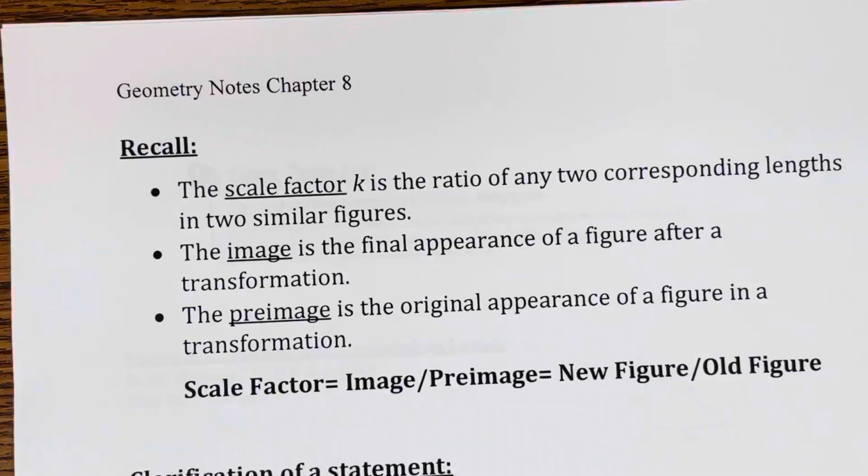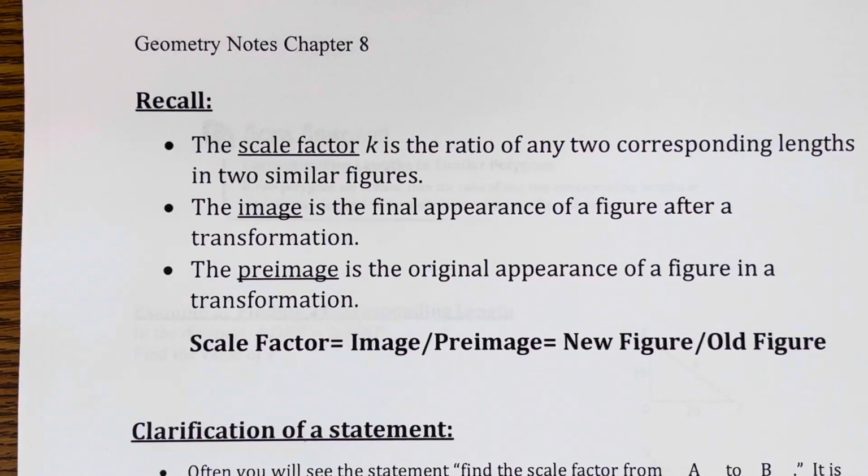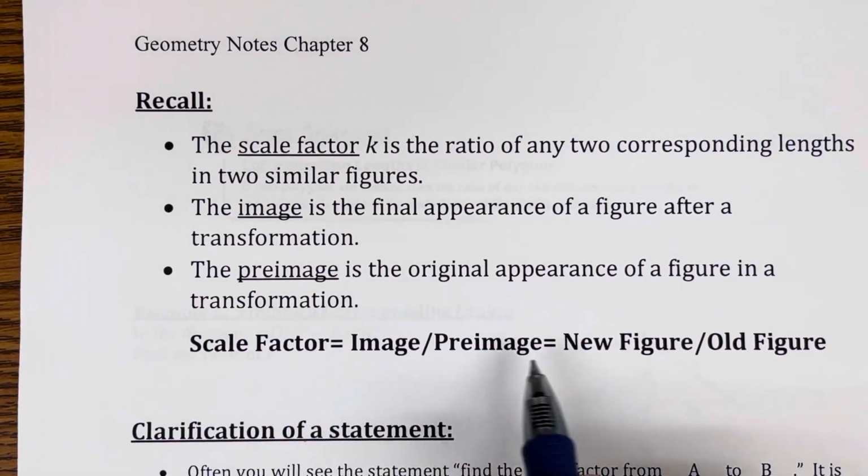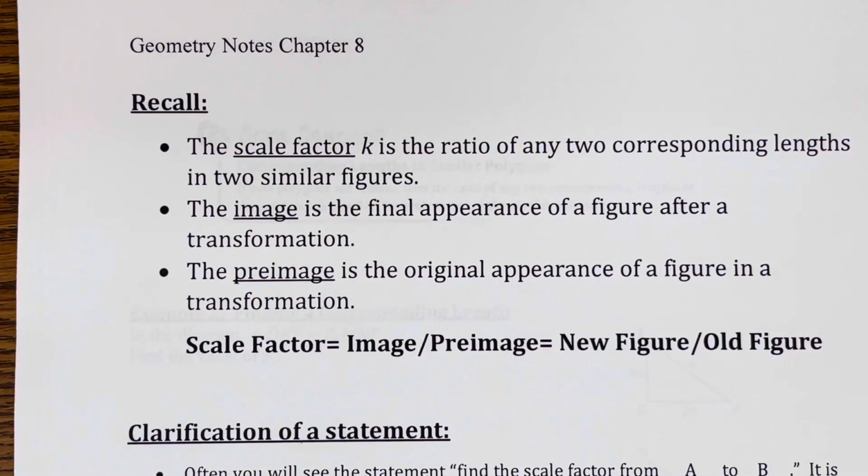Quick little reminder on the scale factor. The scale factor K, this was when we were doing our transformations, is the ratio of any two corresponding side lengths in similar figures. All right, the image is the final appearance of a figure, so that's what we end with. The pre-image is what we start with. When I set up the scale factor, it needs to be image over pre-image, which is new over old, okay? So hopefully we recalled that from a couple chapters ago.